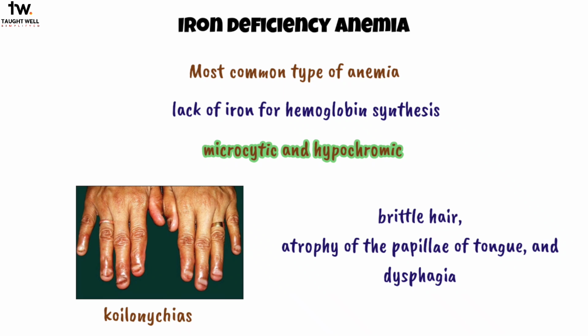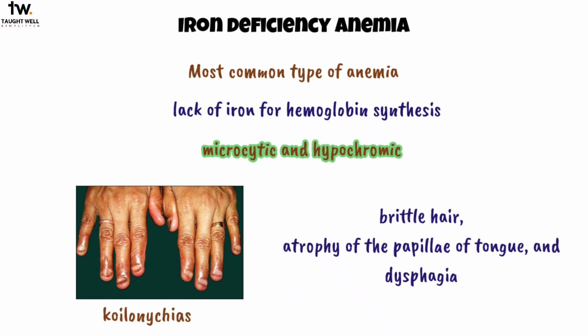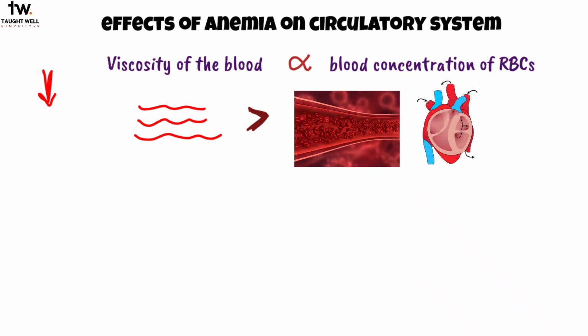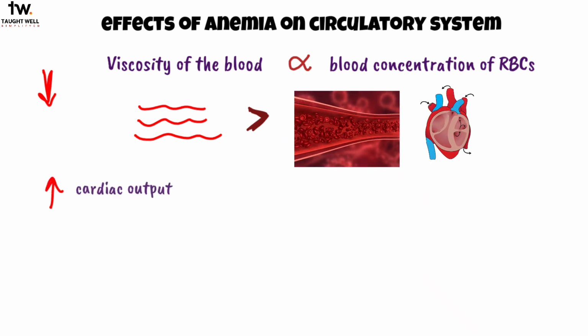Now, let's understand how anemia affects the function of the circulatory system. Remember that the viscosity of the blood depends on the blood concentration of RBCs. So, when a person is severely anemic, the blood viscosity will obviously decrease. Less viscous means easy to flow. So, greater than normal quantities of blood flow through the tissues and return to the heart. This greatly increases the cardiac output.